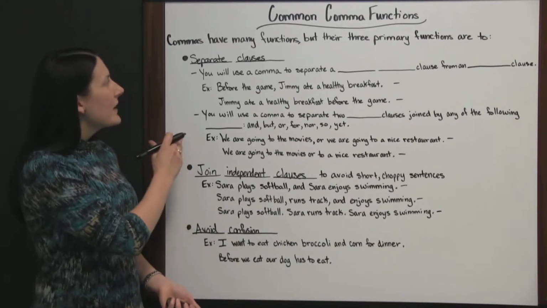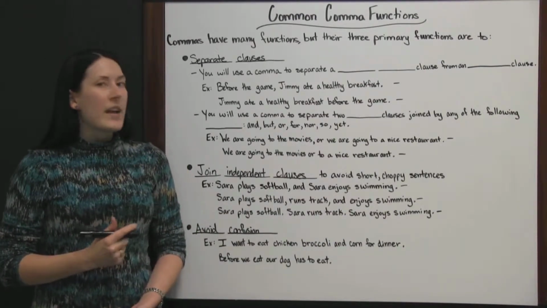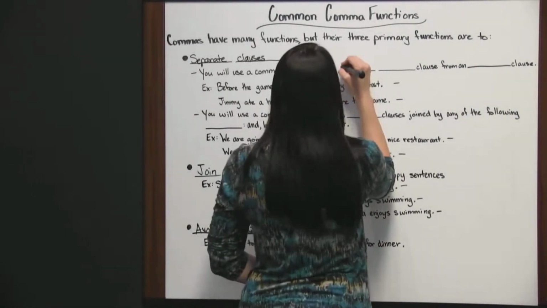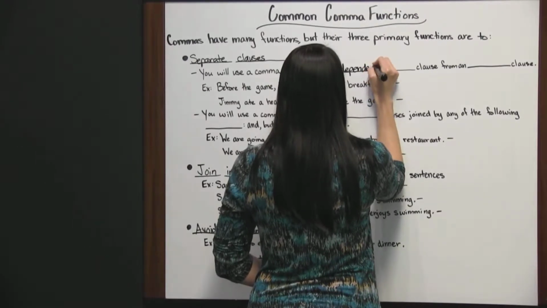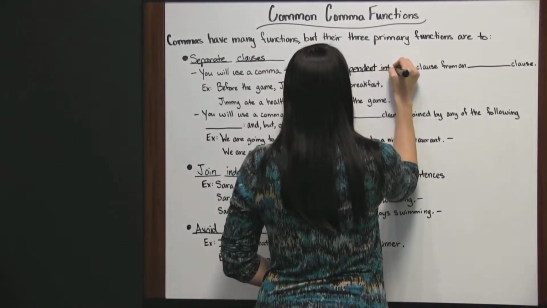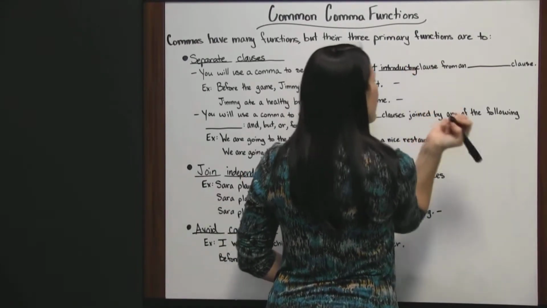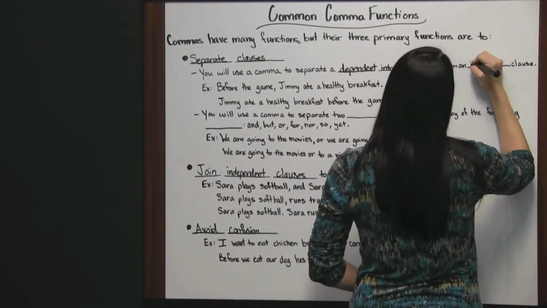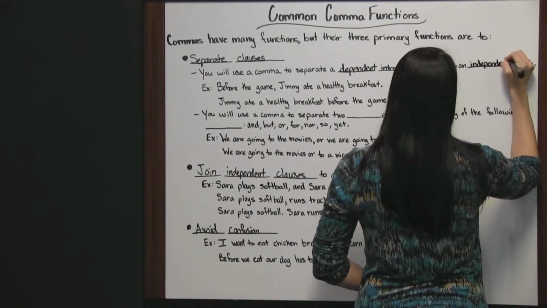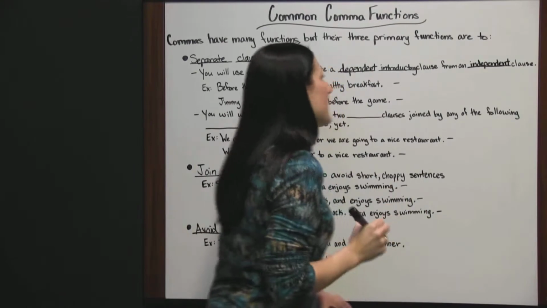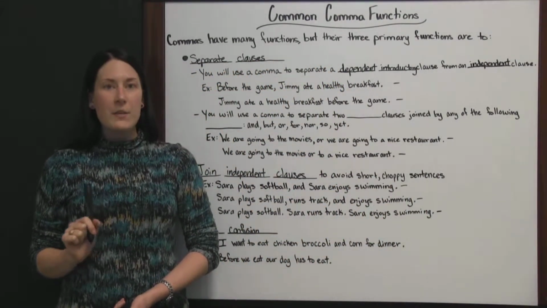So let's look at how we can separate clauses with commas. You will use a comma to separate a dependent introductory clause from an independent clause. So one way that dependent clauses are used is as an introduction to a sentence. For instance, before the game, Jimmy ate a healthy breakfast.